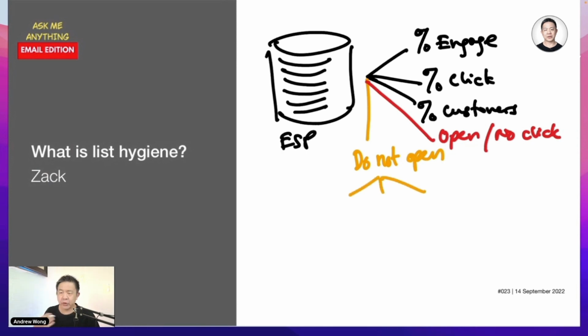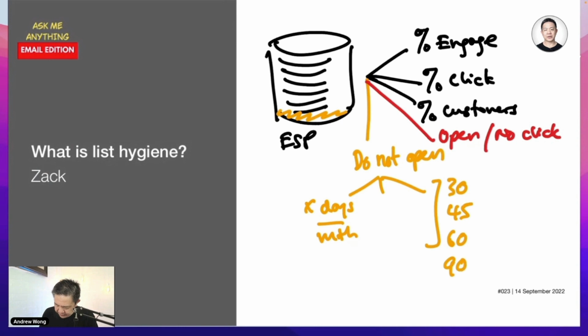Now, in your ESP, and a good reason why you should use an ESP instead of just sending broadcast email through your Gmail and all those things, is because ESPs allow you to monitor, over X number of days or months, certain groups of subscribers, for example, this group, who did not open your emails for 30, 45, or 60 days or even 90 days. Okay. Now, these are the group of people. So depending on your preference, normally it's set at 30, 45, 60, or 90 days, depending on your tolerance.